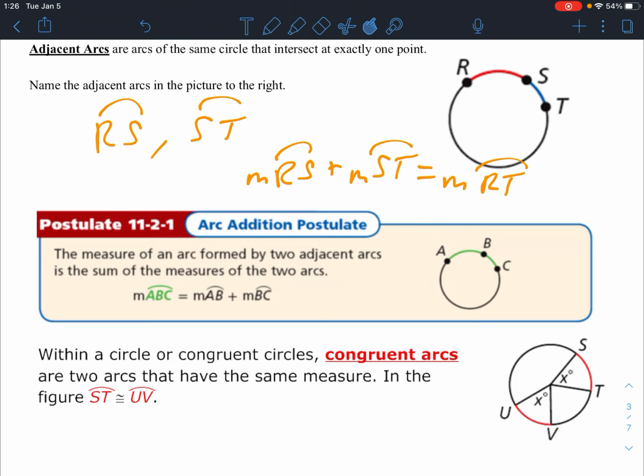Okay, and just like congruent meant in the first semester, congruent still means the same here. So if two arcs have the exact same measure, those arcs are called congruent. Just like congruent segments, just like congruent angles.